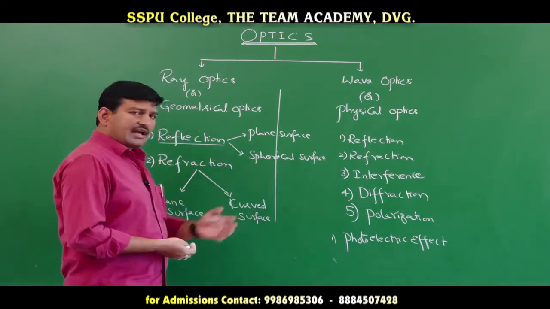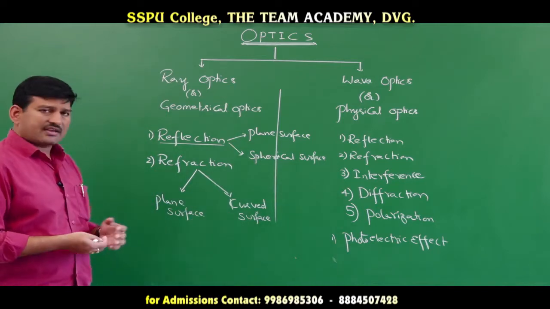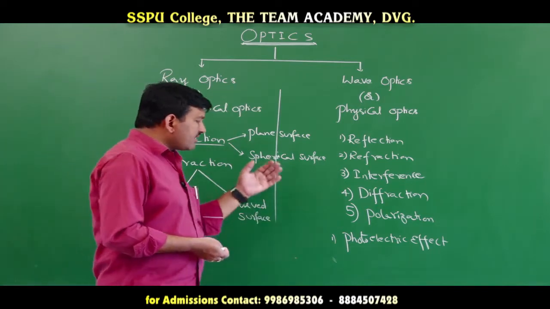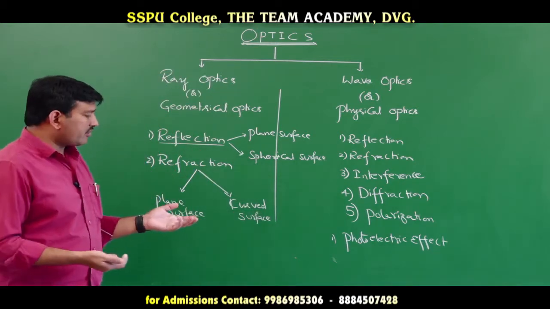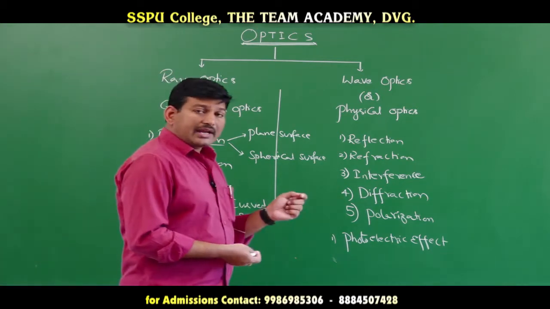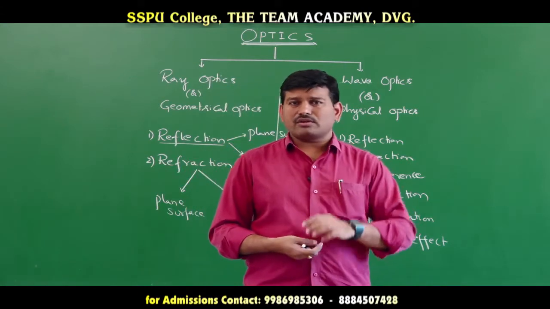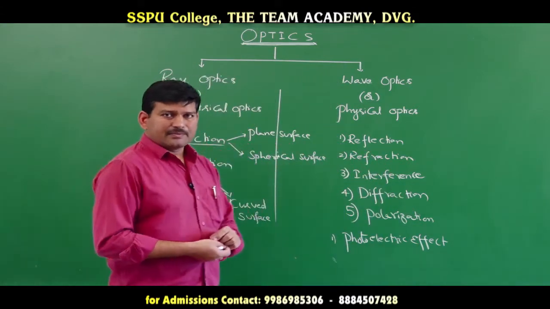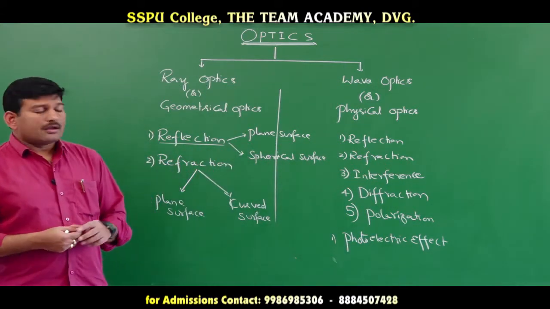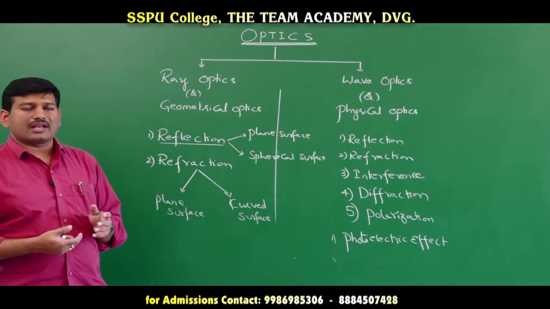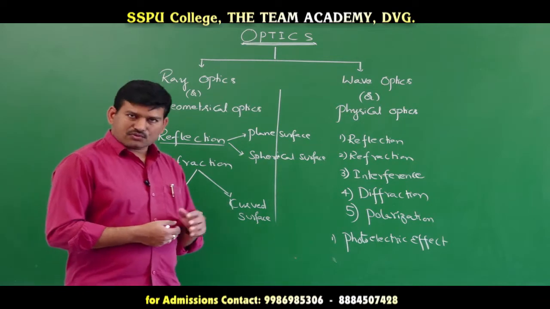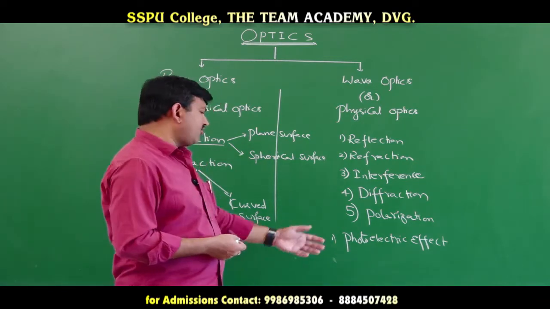So, reflection has its own application, refraction has its own application, interference, diffraction, polarization, photoelectric effect. Even we know about the photoelectric phenomenon. When light of suitable radiation is incident on the metal surface, it is going to eject electrons called photoelectrons. Because of that, we are having the photocurrent. That is called the photoelectric effect. This is also an optical phenomenon.